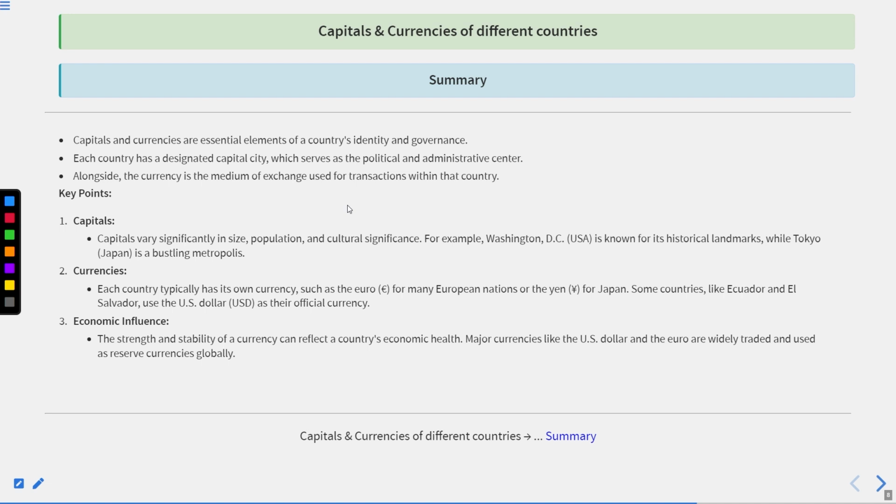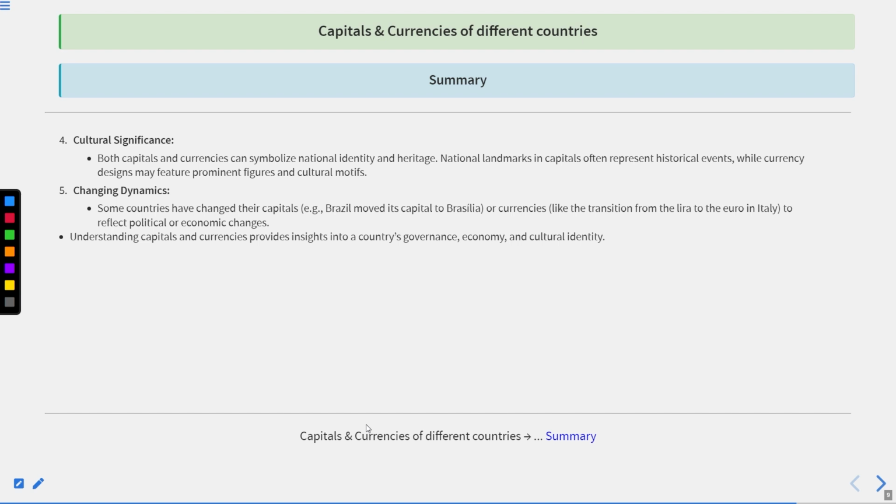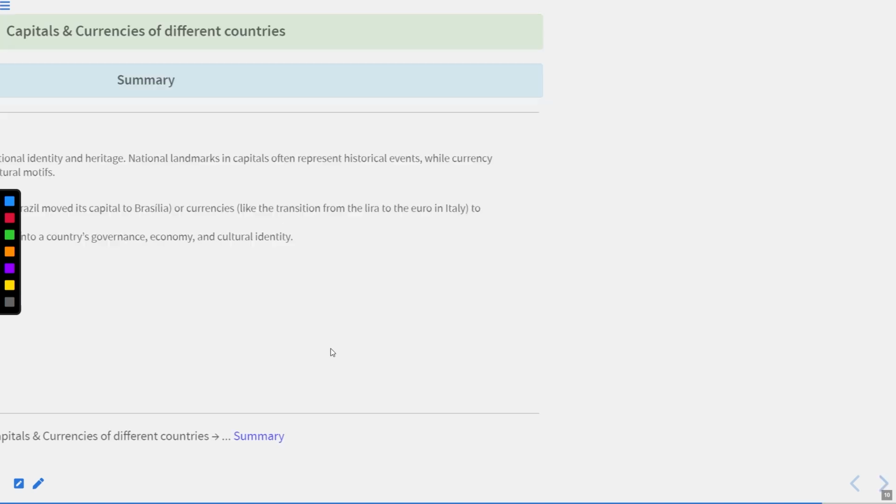So here we have finished the topic. Now, if we see the summary of the related things, then we can say the capitals and currencies are essential elements of a country's identity and governance. Each country having a designated capital city serves as the political and administrative center for that country. Alongside, the currency is the medium of exchange used for transactions within that country. The key points that we discussed are the capitals, currency, and the economic influence. Okay, cultural significance and the changing dynamics.